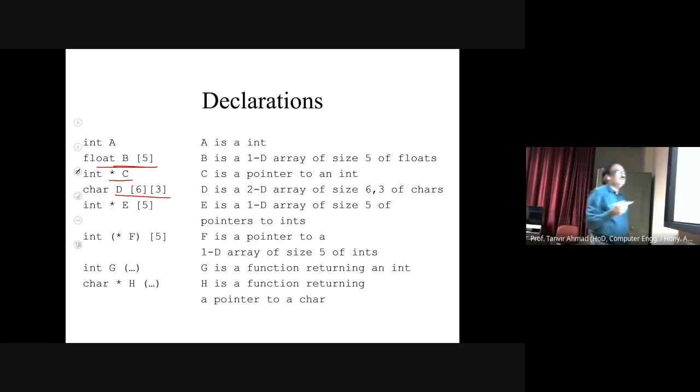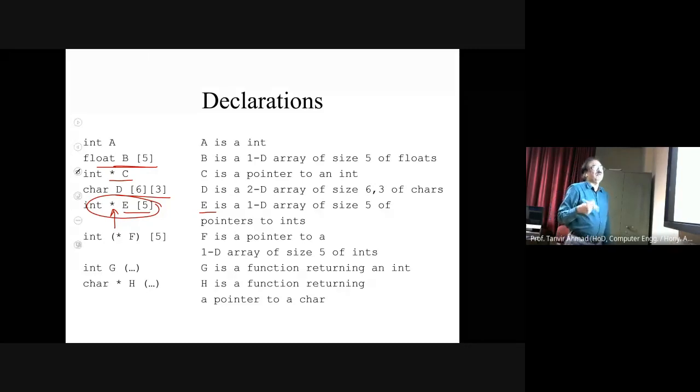Now, this is the one which I am talking about, that we should declare: integer star E5. Here it means that this is an array, and this one indicates that it's a pointer to integer. Therefore, we can say E is a one-dimensional array of size 5 of pointers to int. Therefore, it means it's a pointer to an integer. It's a pointer to an array.